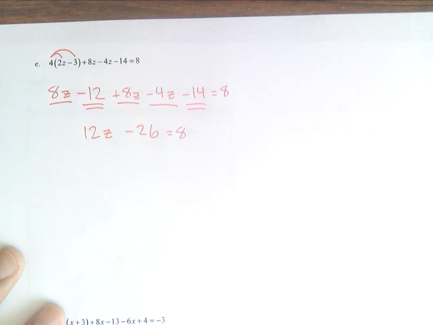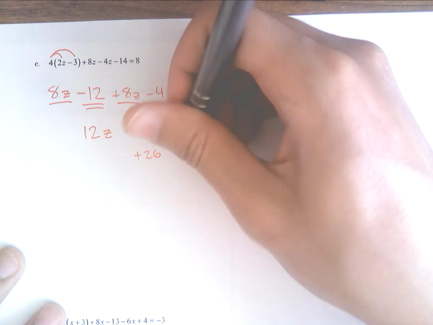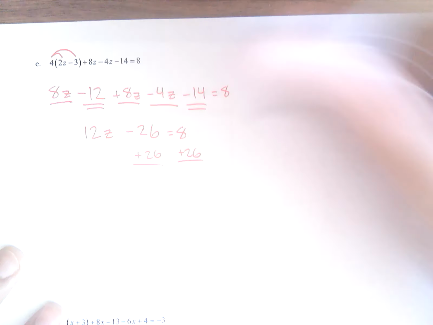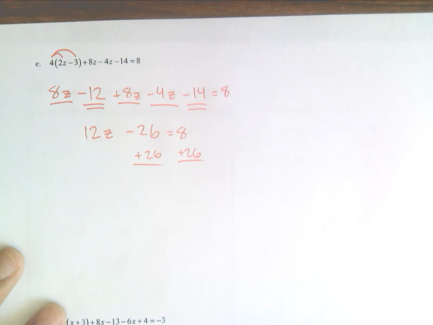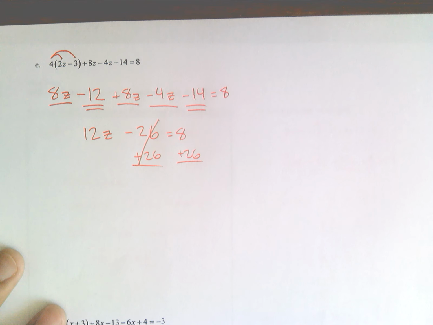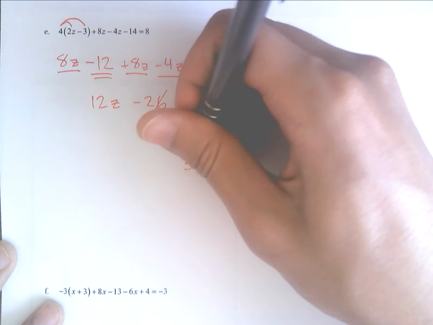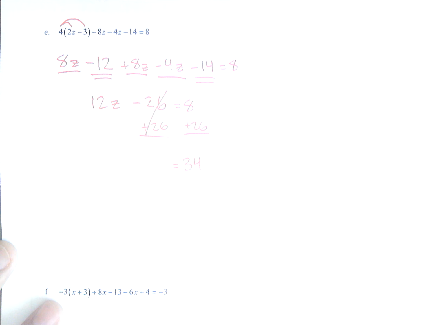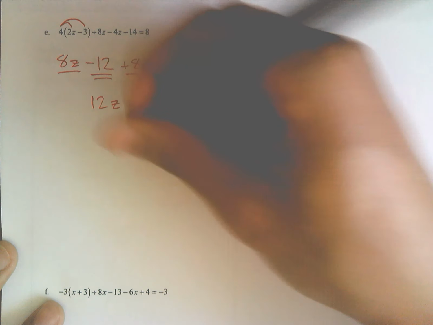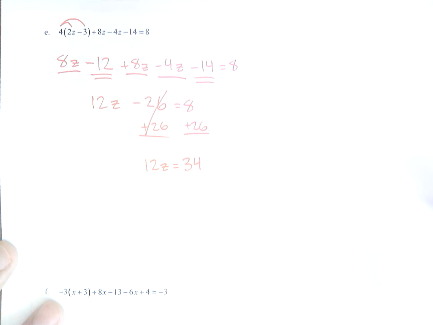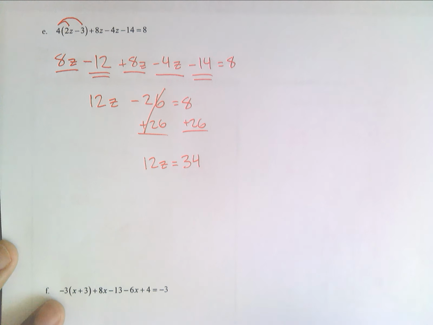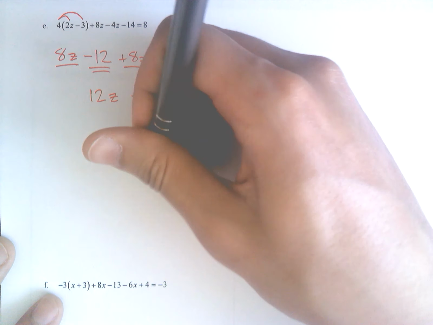Now we solve as usual. So to get rid of that minus 26, we add 26. So now the minus 26 and the plus 26 cancel. On the right-hand side, we have 8 plus 26. 8 plus 26 is 34. And then we'll bring down our equal sign, we'll bring down our 12z. Last step, we have 12 times z equals 34. So we divide by 12.